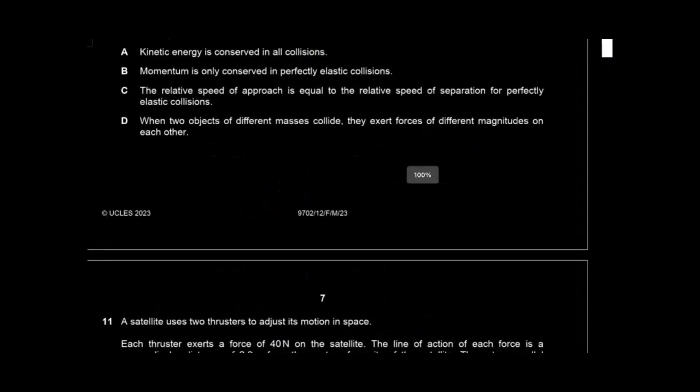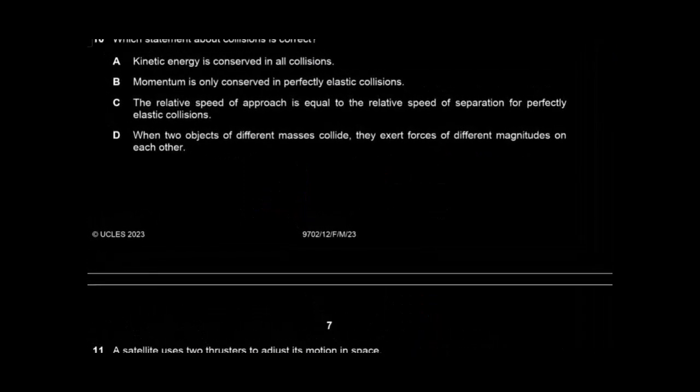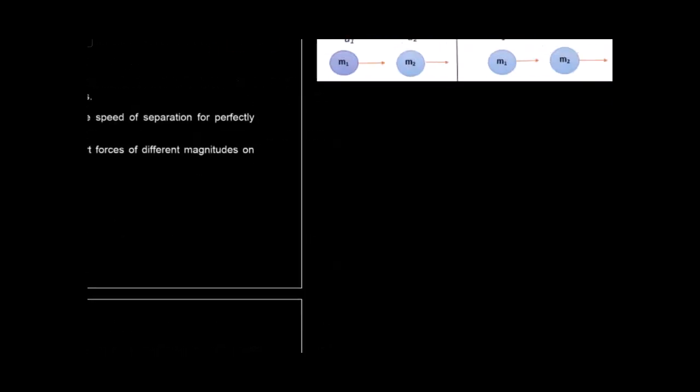Which statement about the collision is correct? So question number 10. The first is: kinetic energy is conserved in all collisions. Momentum is only conserved in perfectly elastic collisions. The relative speed of approach is equal to the relative speed of separation for a perfectly elastic collision.